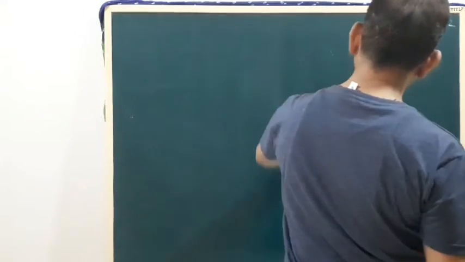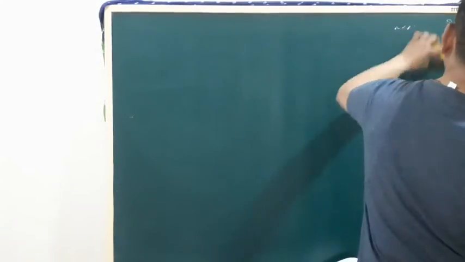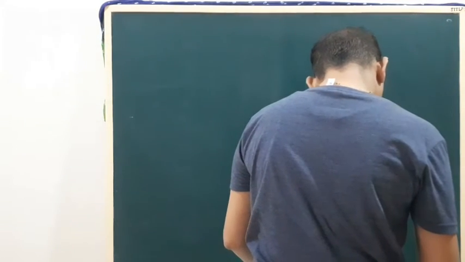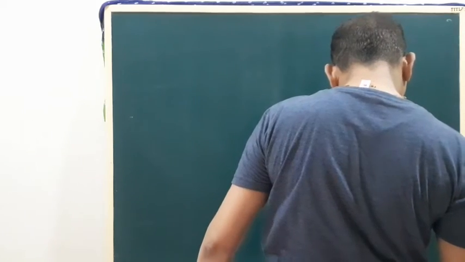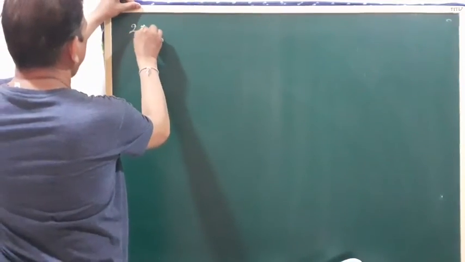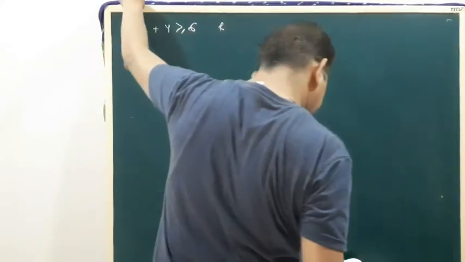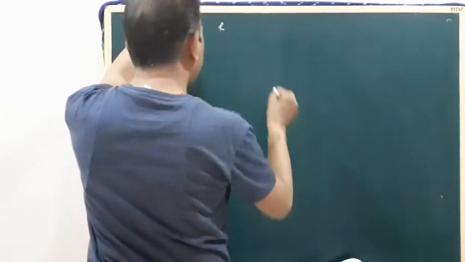All are important sums. So maximum practice for this type of sum. Ask your examination. Question number 3, right? 2x plus y greater than or equal to 6. And the second equation, 3x plus 4y less than or equal to 12.